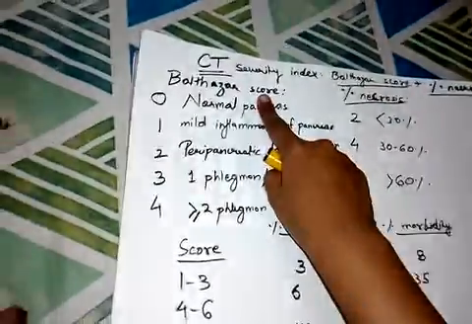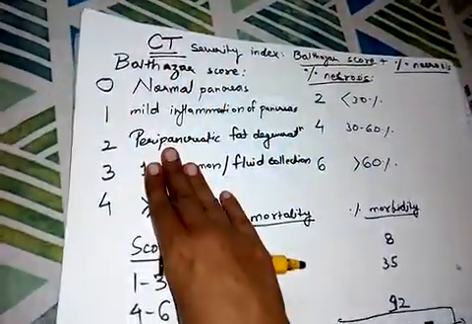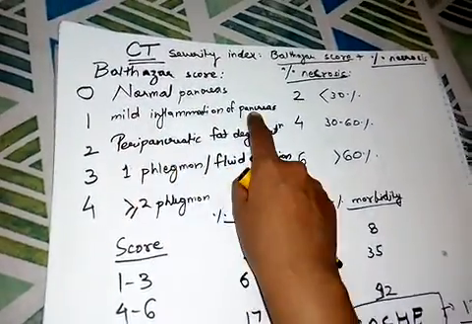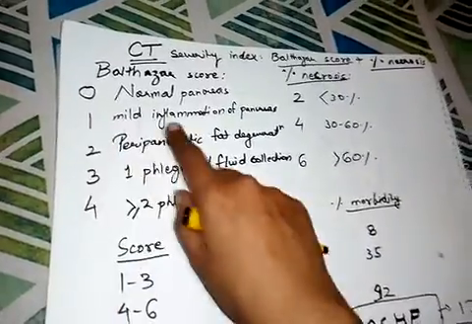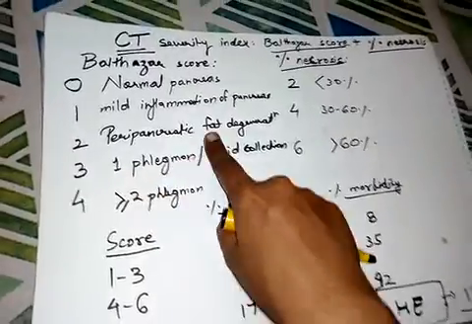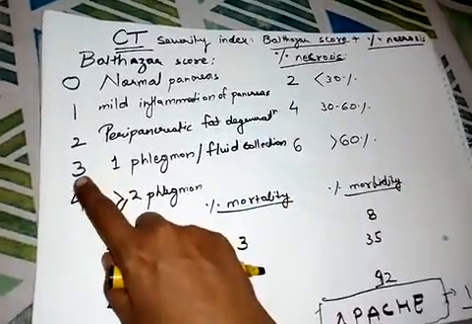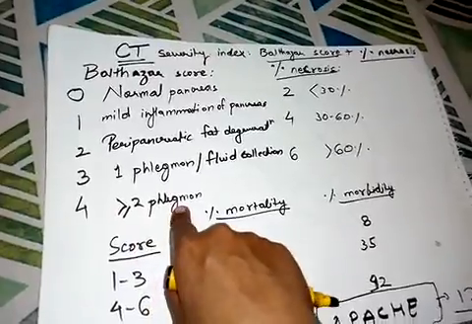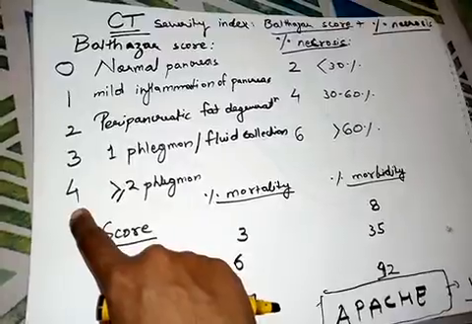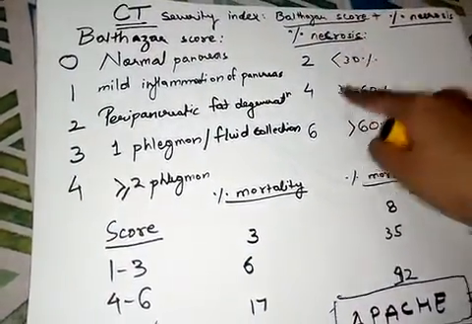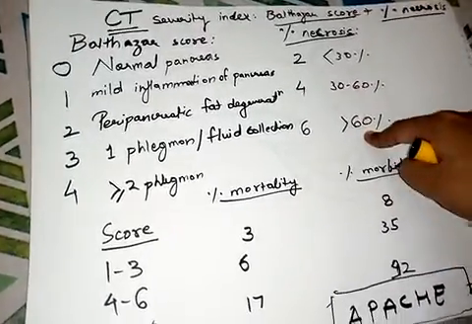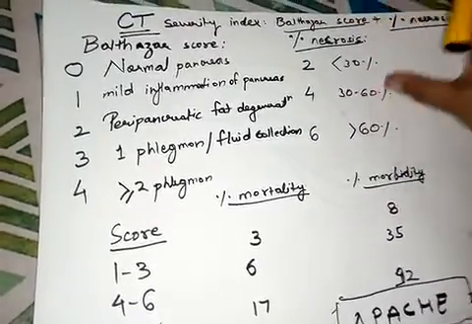How is this Balthazar score calculated? If on doing CT we get a normal pancreas, then score 0; mild inflammation of pancreas, score 1; peripancreatic fat degeneration, then 2; one phlegmon or fluid collection focus present, then score 3; and if 2 or more phlegmon or foci of fluid collection are present, then we give a score of 4. Percentage necrosis: 2 for less than 30%, 4 for 30 to 60%, and 6 for more than 60%. This percentage necrosis is of pancreatic parenchyma.